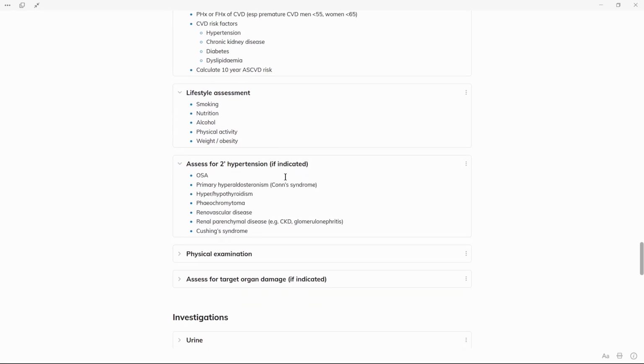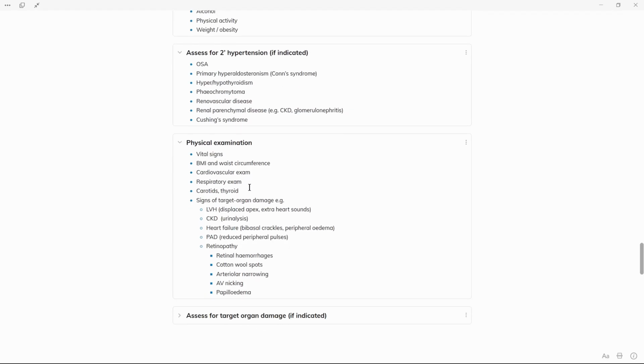We assess for secondary hypertension if there's any indication for it. And here are some common causes of secondary hypertension, such as obstructive sleep apnea, primary hyperaldosteronism, hyper or hypothyroidism, pheochromocytoma, renal vascular disease, renal parenchymal disease, such as chronic kidney disease or glomerulonephritis, and Cushing syndrome. We will cover secondary hypertension in a little bit further down the line.